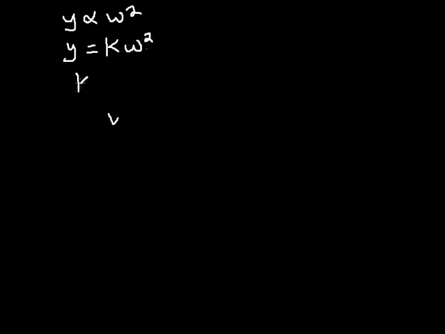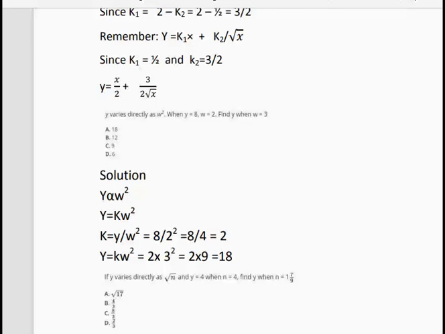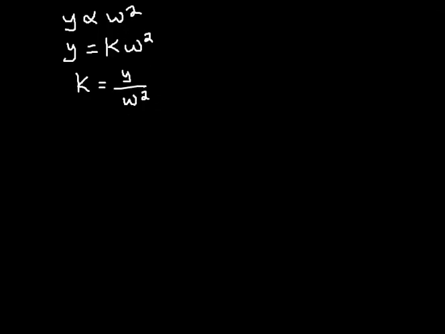Of course, the first step is to find my k. K is going to be equal to y all over w square. So I have to find that k using the initial value. The initial value we have is, when y is equal to 8, pardon me, w is equal to 2. So that's going to be 8 divided by w, which is 2 raised to power 2. 2 raised to power 2 is 4. 8 divided by 4 is 2.